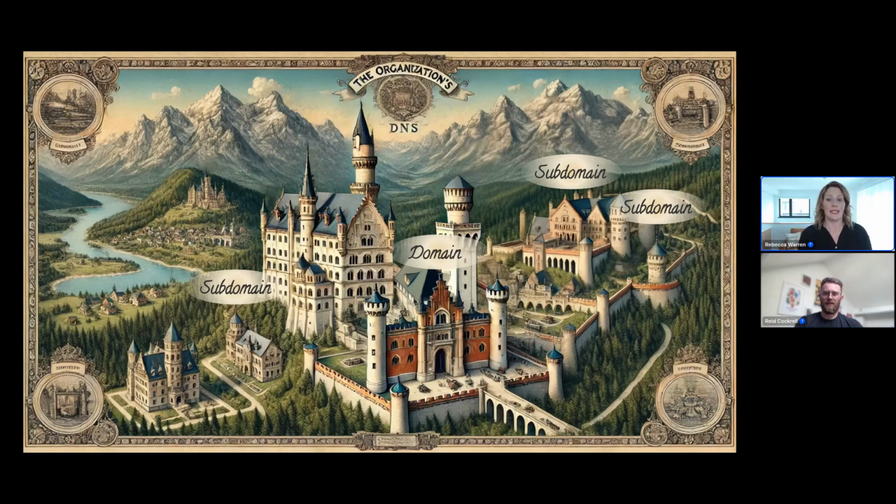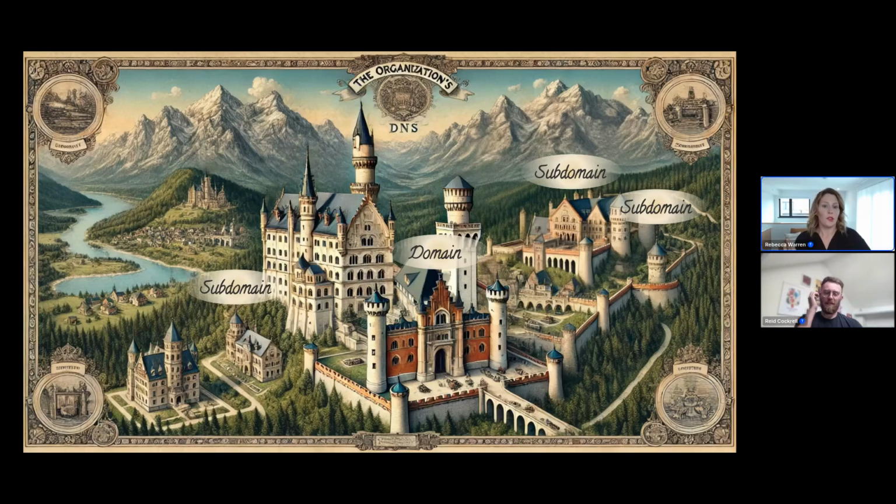Similarly, if someone asks for blog.example.com, the DNS provides the exact right directions to that side entrance, in this case the blog section. So when DNS is working correctly, users effortlessly reach the desired website, just like finding the right destination in a well-maintained castle.